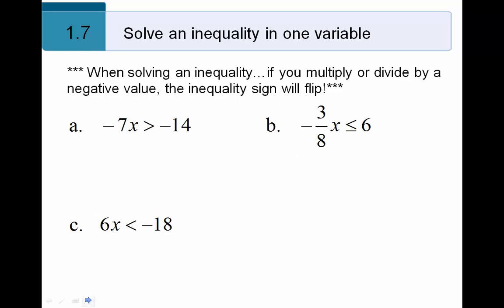All right, let's solve the following inequalities. In example A, we have negative 7x is greater than negative 14. To remove this coefficient, we're going to divide both sides by negative 7. Since we are dividing both sides of the inequality by a negative number, the inequality symbol must be reversed. So let's go ahead and divide both sides by negative 7. On the left-hand side, we get our x. Because we divided by a negative, the inequality symbol is reversed or flipped. And on the right-hand side, we get positive 2. So we have x is less than positive 2.